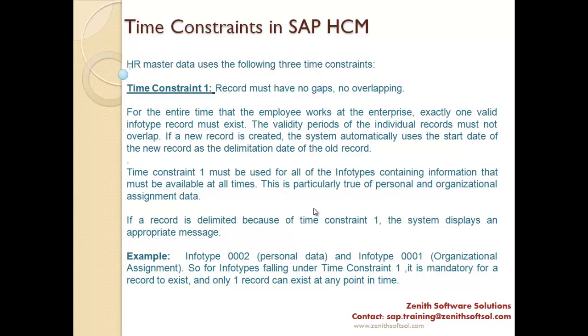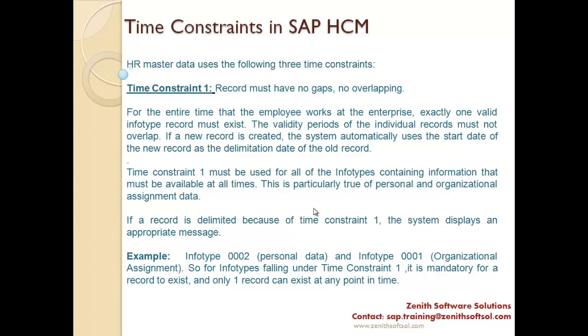Time constant 1 must be used for all of the infotypes containing information that must be available at all times. This is particularly true for PA and OM data. If a record is delimited because of time constant 1, the system will basically display an appropriate message. Let's understand what is time constant 1. It says records must have no gaps, no overlapping. For the entire time, there should be exactly one valid infotype record.